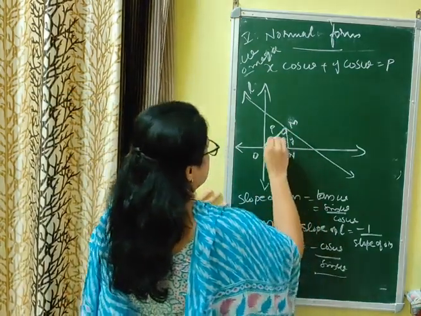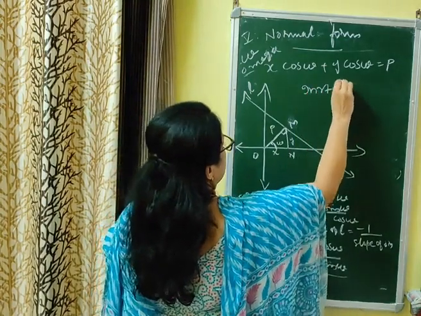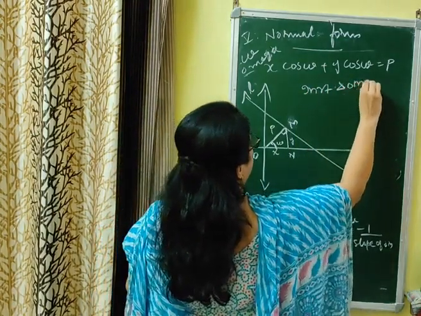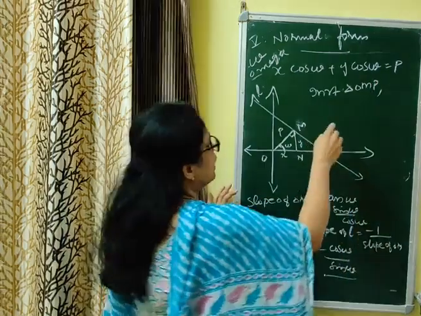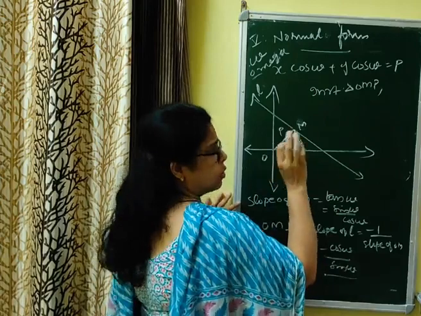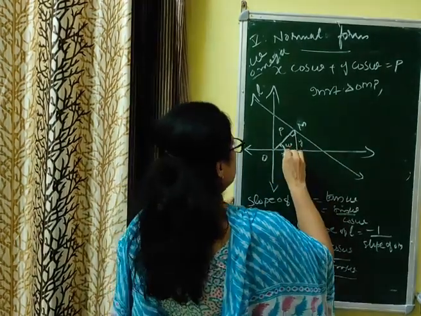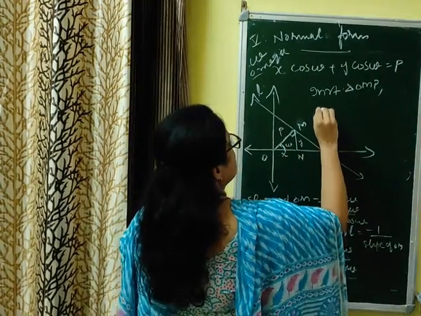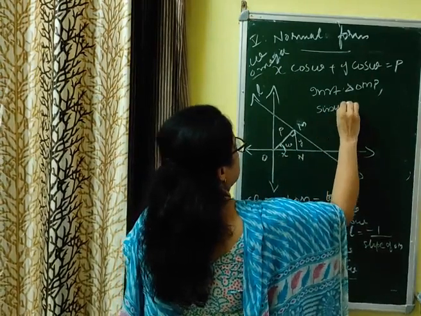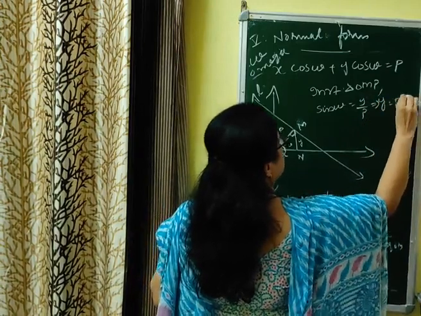Now this distance is p. In right triangle OMP, this is not given in the book, not only in NCERT book nor given in R.D. Sharma. In right triangle OMP, sin omega is equal to y by p, implies y is equal to p sin omega.